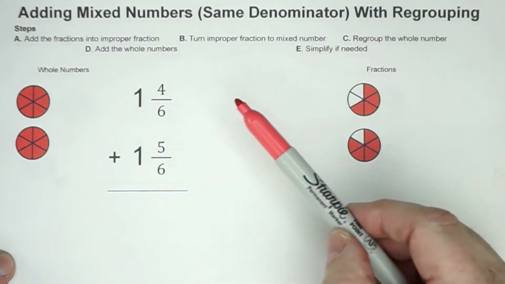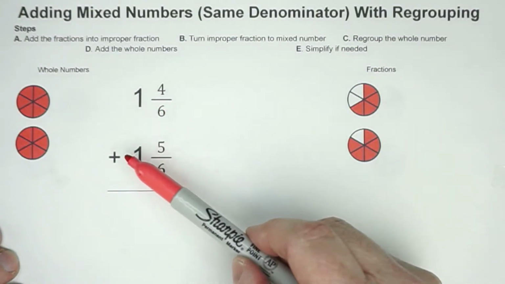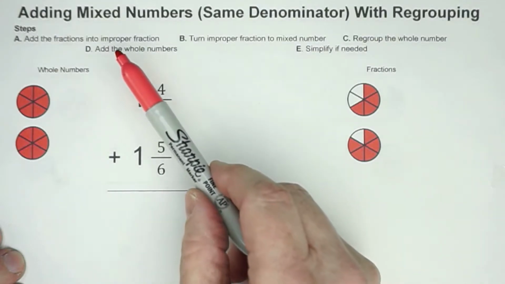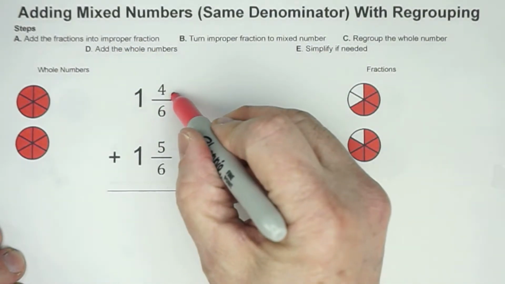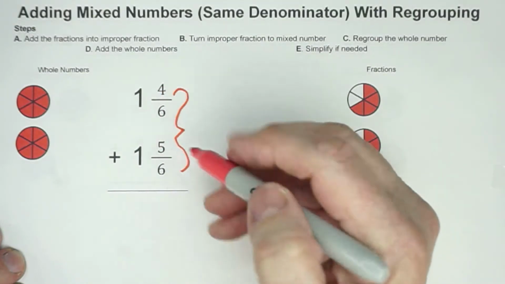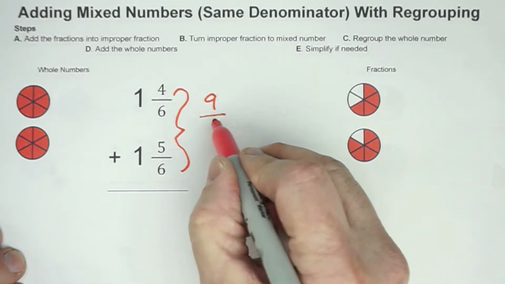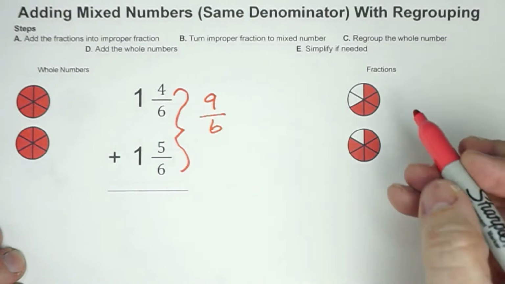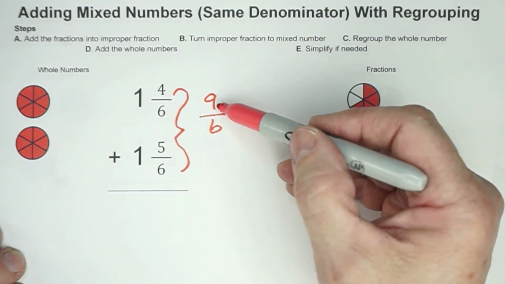So let's get started. We just have two problems today. So 1 and 4/6 plus 1 and 5/6. Our first step is to add the fractions into an improper fraction. So 4/6 plus 5/6 would equal 9/6. And the 9 is greater than the 6, so that's an improper fraction.